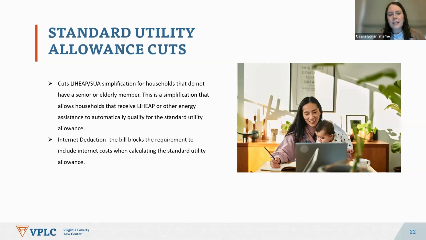There was supposed to be an internet deduction that would go into effect tomorrow, which allows the utility standard to include the internet. And unfortunately, that was blocked. Not having that internet when people are working and going to school, internet is needed now. You need it for everything.